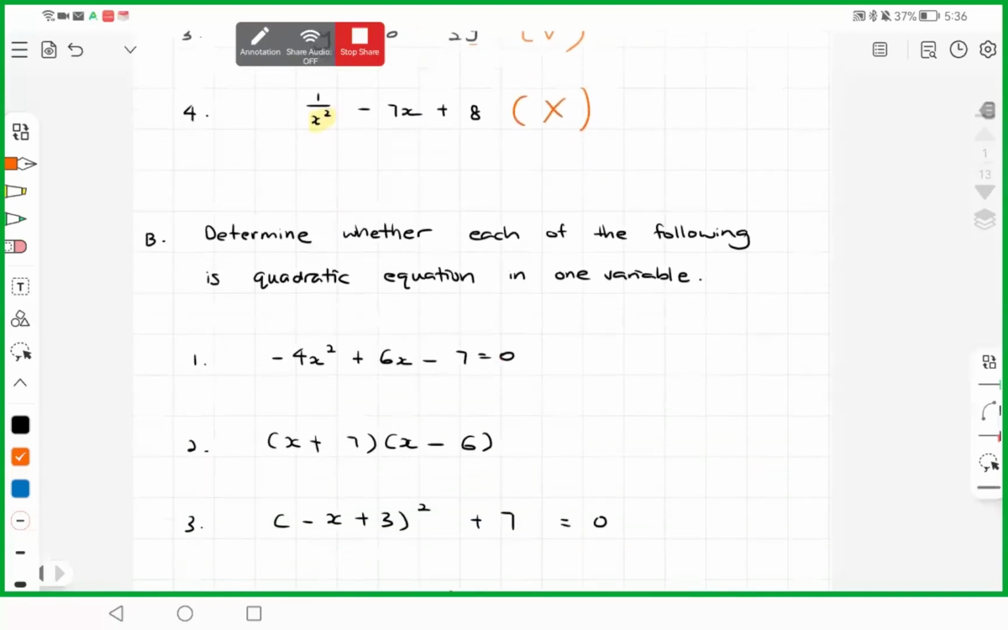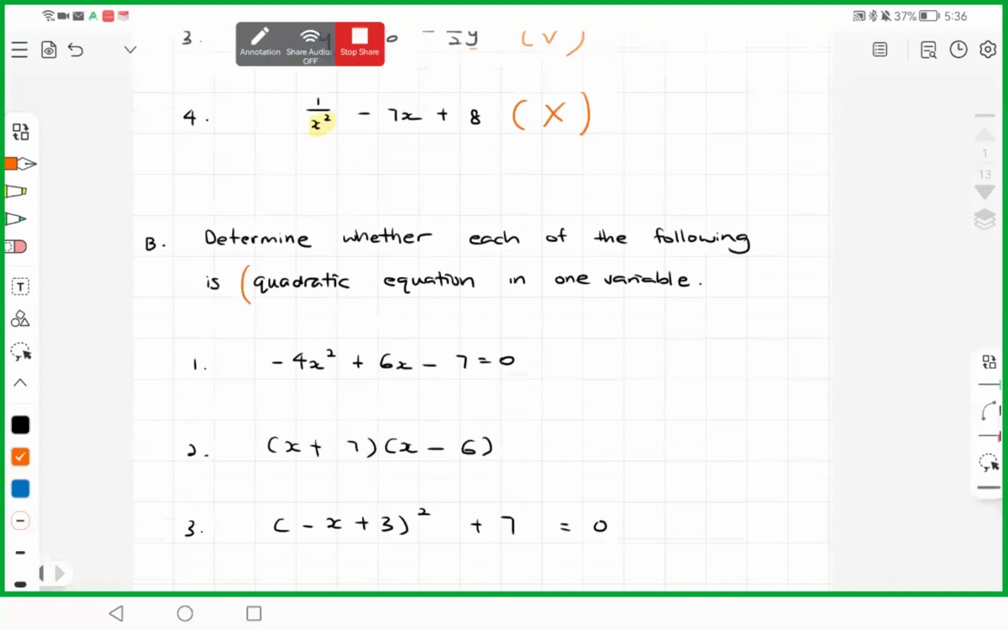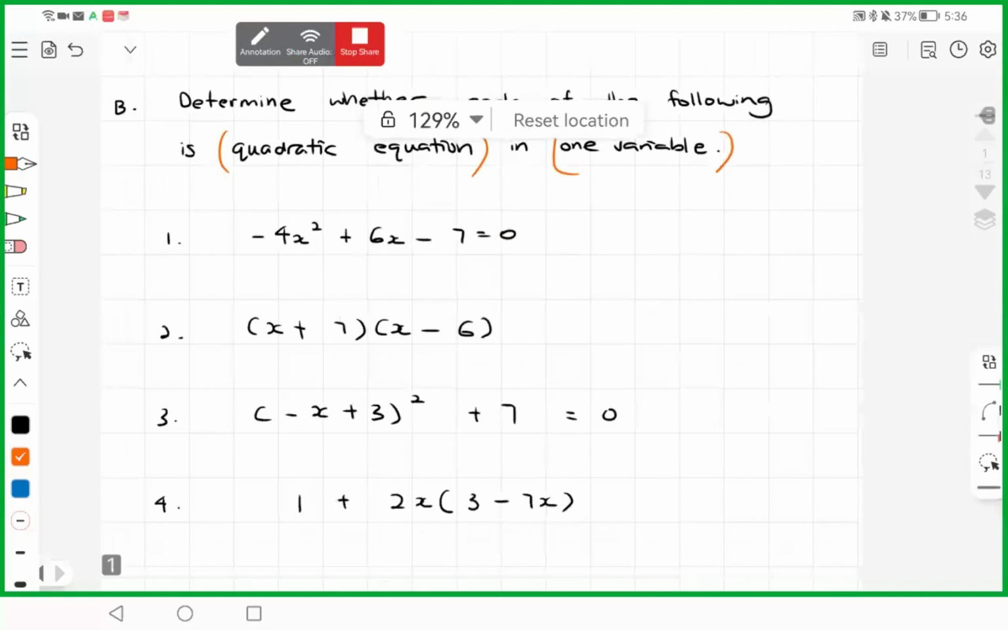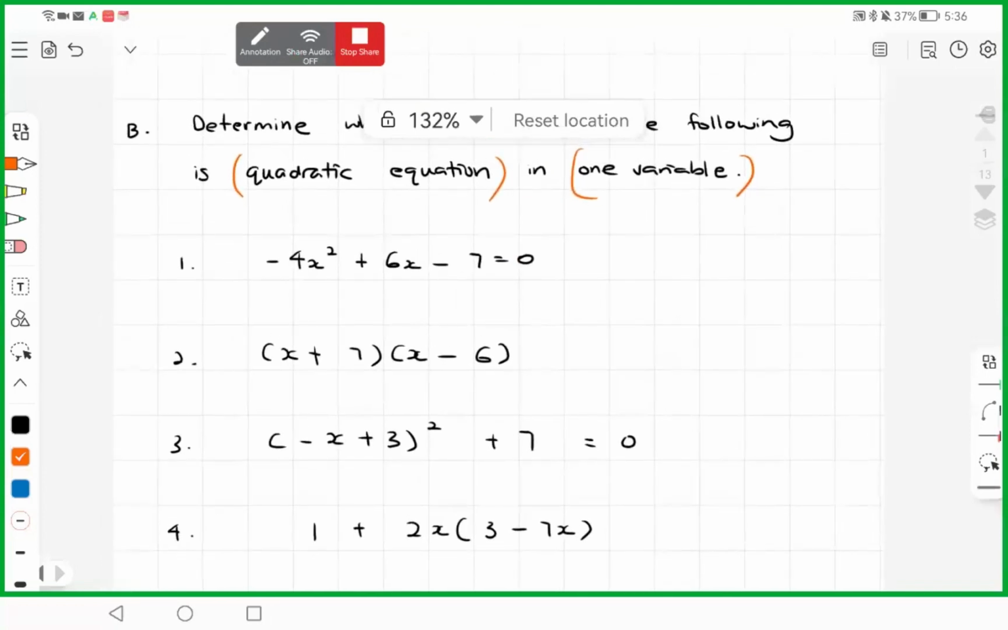Next, we want to differentiate: is it a quadratic equation in one variable? Number 1, what do you think? Yes or no? Is it a quadratic equation, got equal? Yes. Got equal and then you got x squared. One variable, yes, definitely yes. Number 2, you got 2 brackets there.